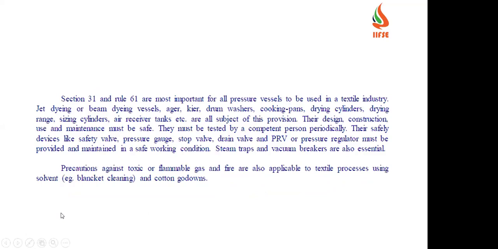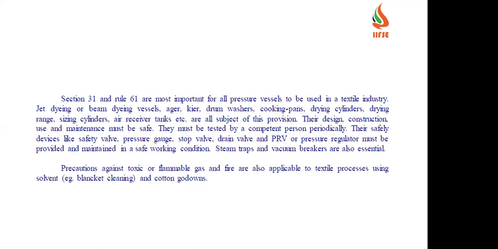Section 31 and also rule 61 are most important for pressure vessels to be used in a textile industry, such as jet dyeing or beam dyeing vessels, kiers, drum washers, cooking pans or drying cylinders, the drying range and sizing cylinders, air receiver tanks, etc. These are all subject to this provision, and their design, construction, use and maintenance must be safe. So whatever the pressure vessels, these pressure vessels also undergo testing once in 12 months, if I'm not wrong, or internally it is once in 12 months, or by external once in 6 months.